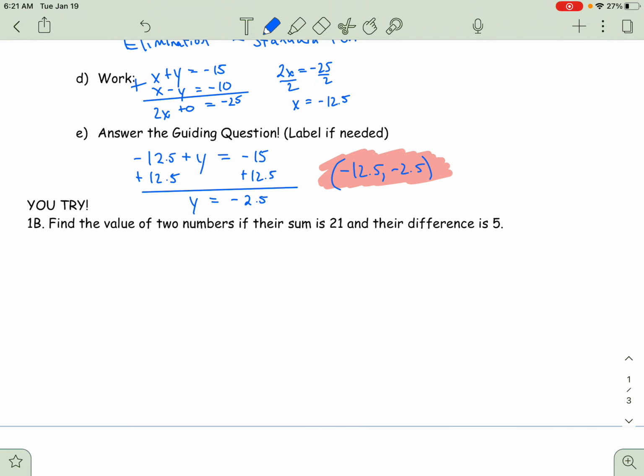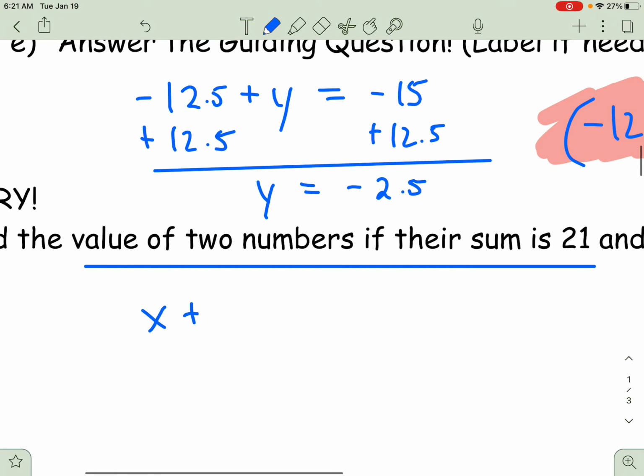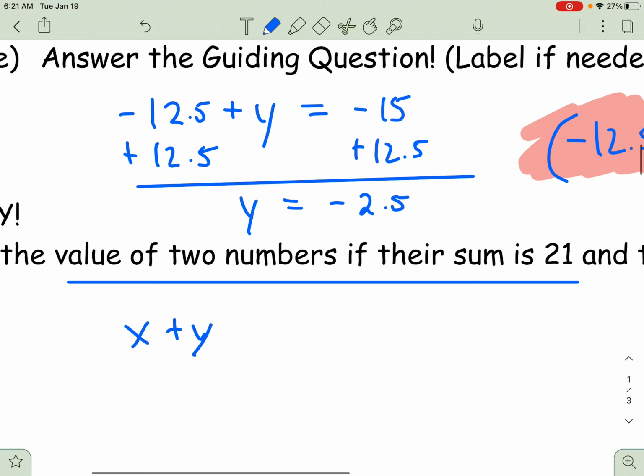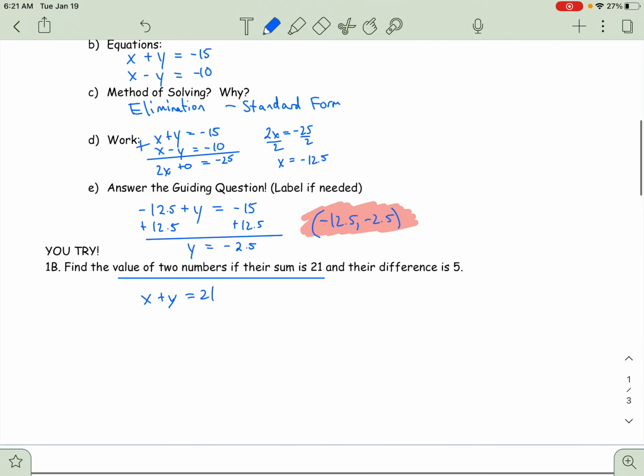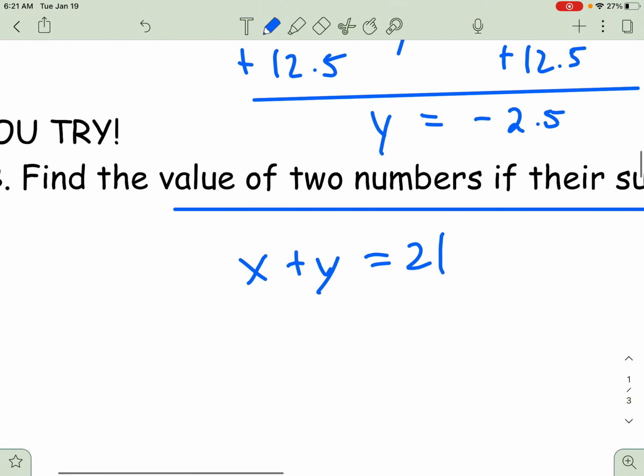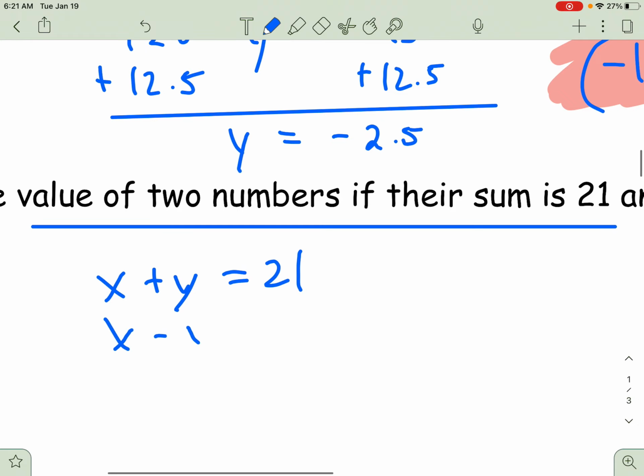Okay, hopefully you've paused the video at this point and tried it on your own. I'm going to go ahead and set it up first here. To find the value of two numbers if their sum is 21. So x plus y equals 21. And their difference is 5.